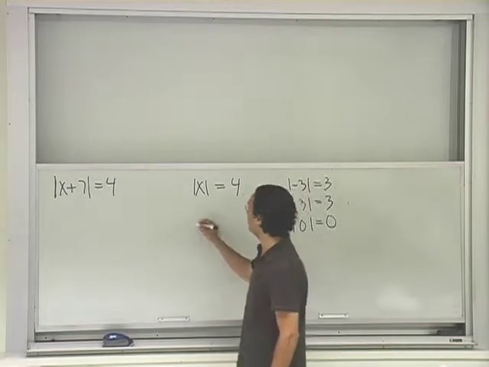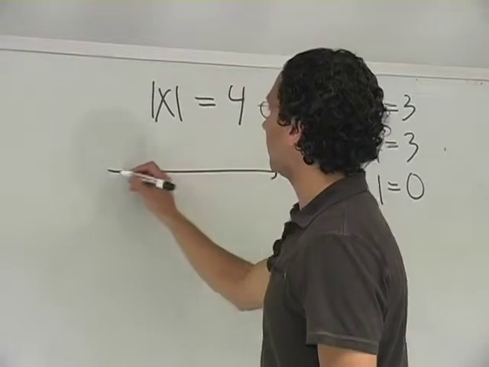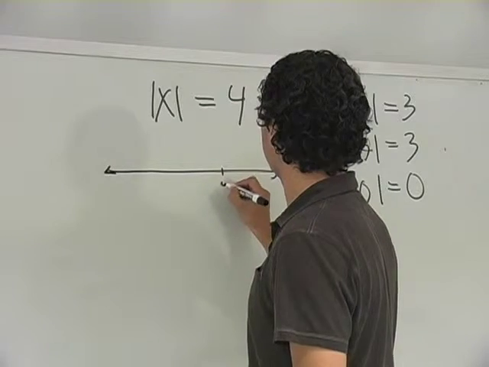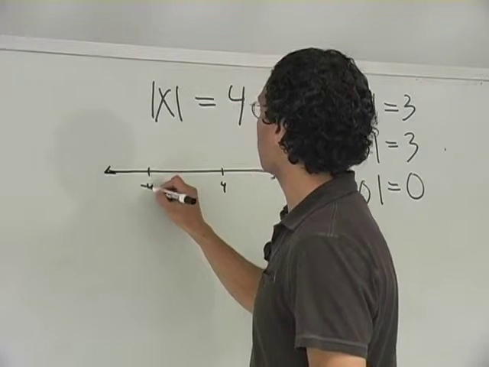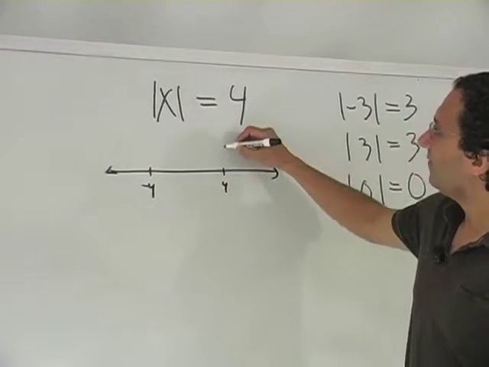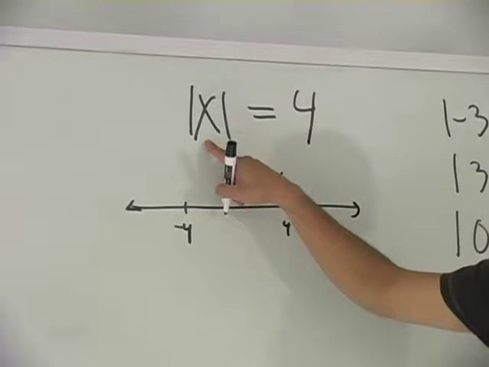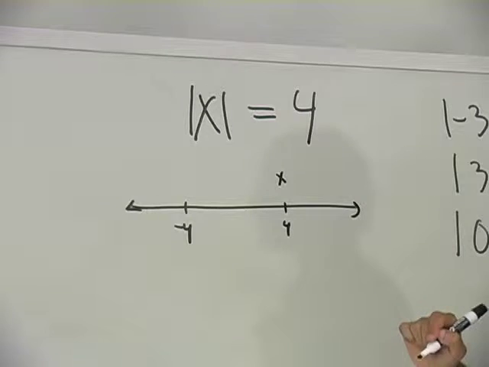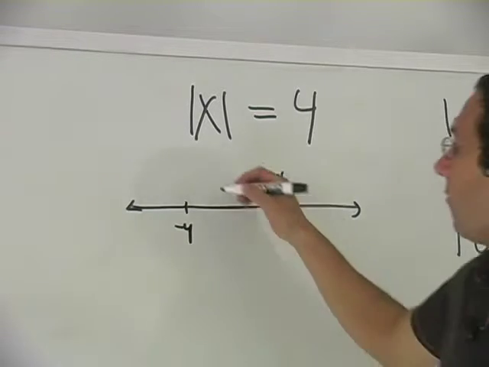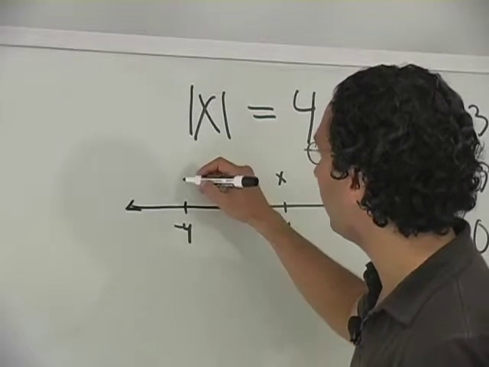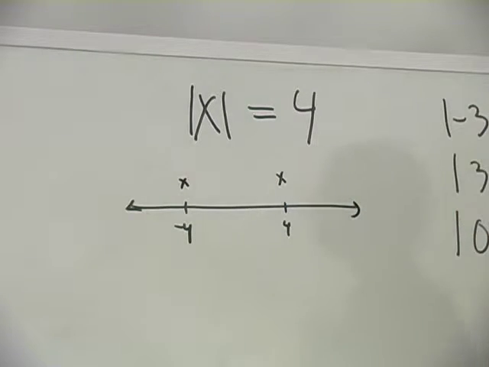Well, I can think of two numbers, and I'm going to just illustrate this on the number line. If x is 4, the absolute value of 4 is 4. That works. And if x is negative 4, that would work as well. So this gives us our process.